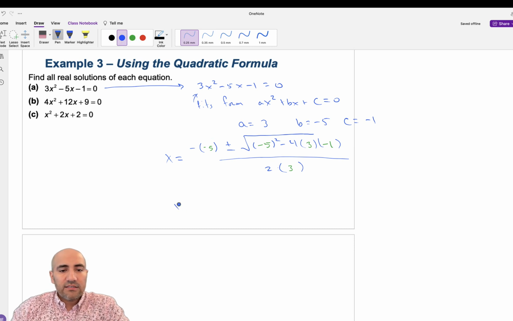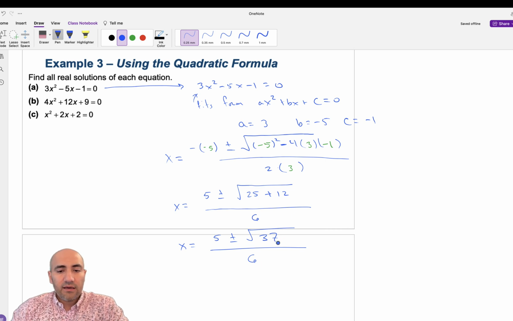Okay, so now we just simplify this, and we get that this is going to be 5 plus or minus the square root of 25 minus 12, negative 12, so plus 12, since we have a minus here and a minus there, plus 12 divided by 6. So x equals 5 plus or minus the square root of, that's going to be 37 over 6. And the root of 37 doesn't really simplify, so we just leave it like this. There are two possible answers. x equals 5 over 6 plus 1/6 root 37 is another way of writing it. Or x equals 5 over 6 minus root 37 over 6.